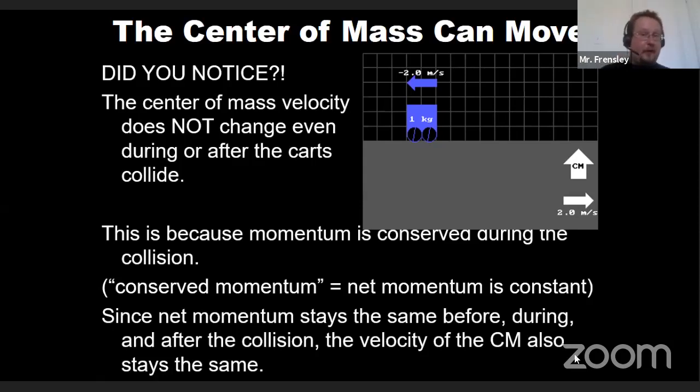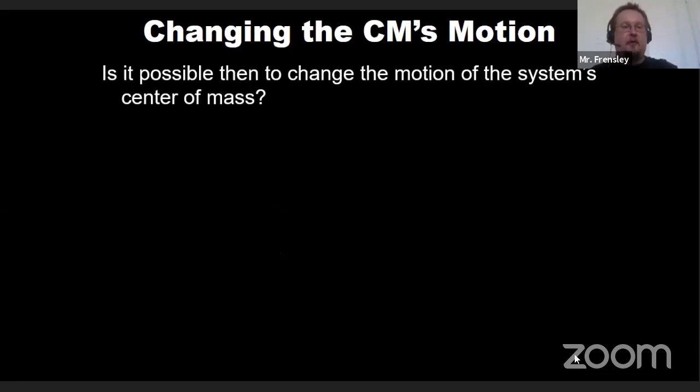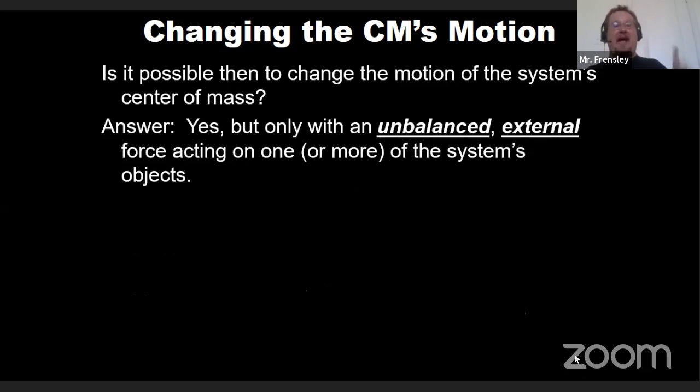So since the momentum before and after is the same, the velocity of the center mass is the same before and after. Even though the two carts changed their motion, the center mass did not change its motion before and after. So how do you change the motion of the center mass? Well, you have to do the same thing as changing a momentum. And that is if you have a force on the system that is both unbalanced and external. Unbalanced: there's no other force canceling it out on any other object in the system. External: the thing doing the forcing is not part of the system.